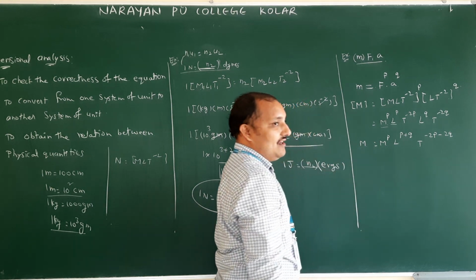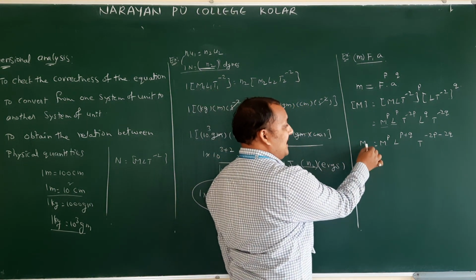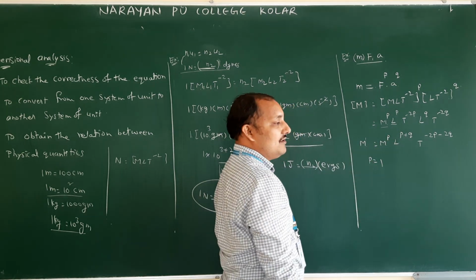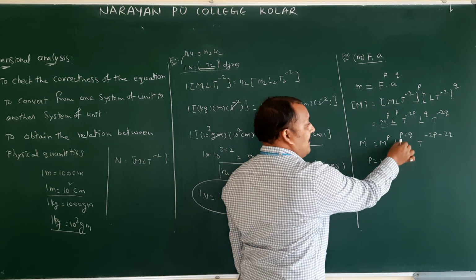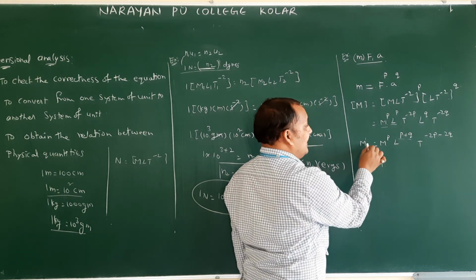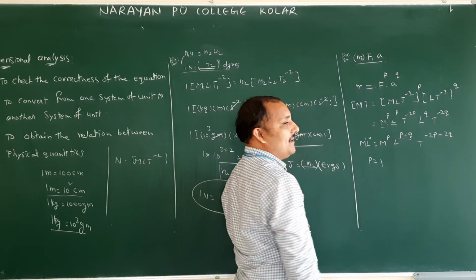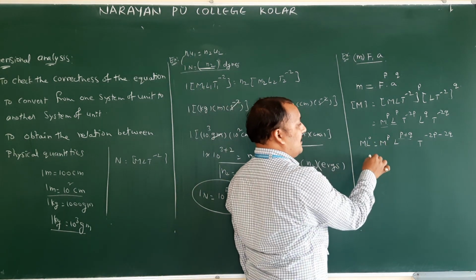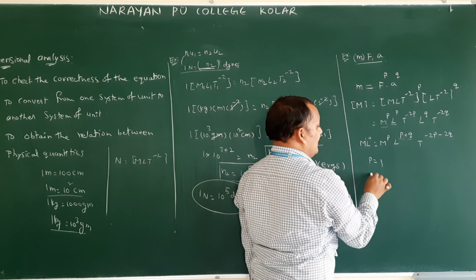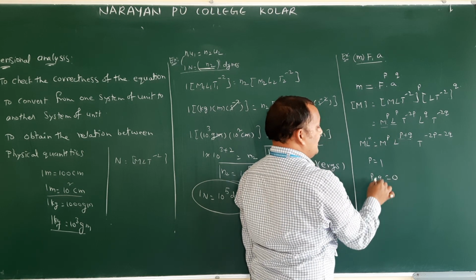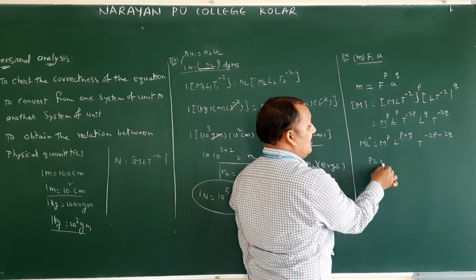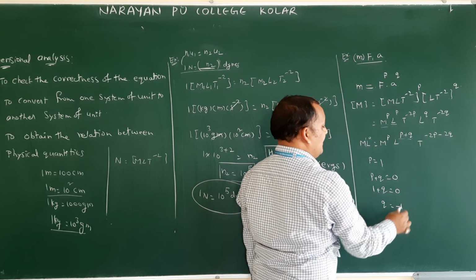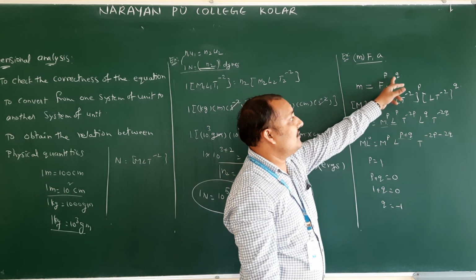You got one equation. Now compare. Whenever you are comparing, here M power how much is there? 1. Here M power P is there, therefore P is equal to 1. Next, here L power P plus Q is there, but here L is not there. L is not there means we can take L power 0, because L power 0 is 1. So now P plus Q equal to 0. Already we came to the P value. P value how much? 1. Therefore 1 plus Q is equal to 0. Then Q is equal to minus 1. You got the P value, Q value.